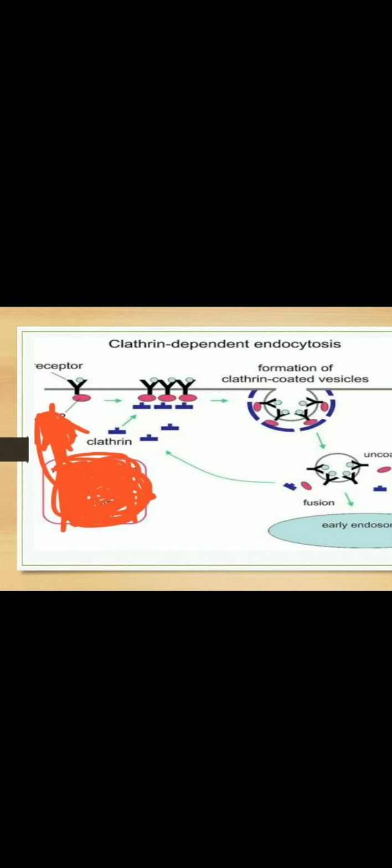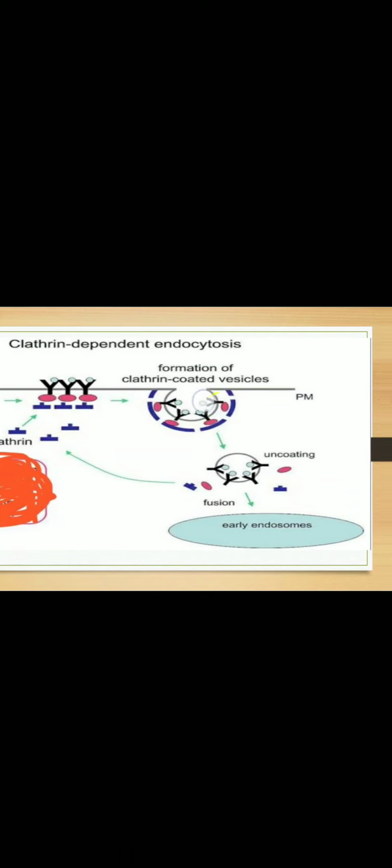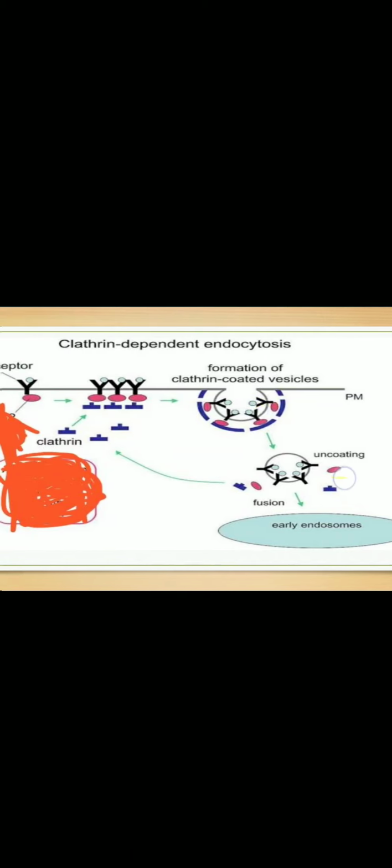they allow the plasma membrane to get bent in the form of a bud. Like here, they form the bud. Then this bud is pinched off from the plasma membrane. They form the vesicle. Then this vesicle will go and form the early endosome, where they will deliver the material whatever they have taken from the outside of the cell.